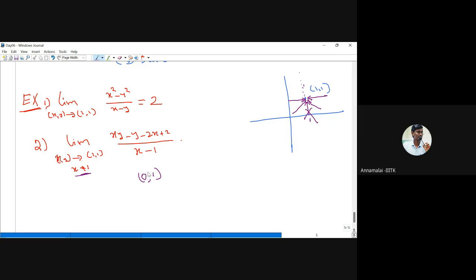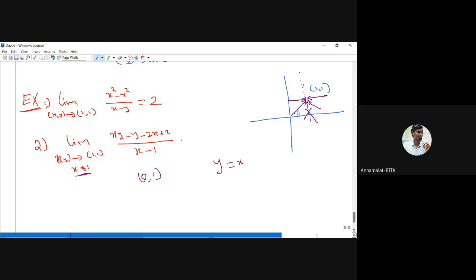If we vary, it approaches that point. We need some constant, and it should be varying. Take y equal to m times x, where m is a constant that is varying. Because if you consider the y equal to x line, it always passes through 1 comma 1, right? So along the path y equal to x, substituting x equal to 1 gives y equal to 1.